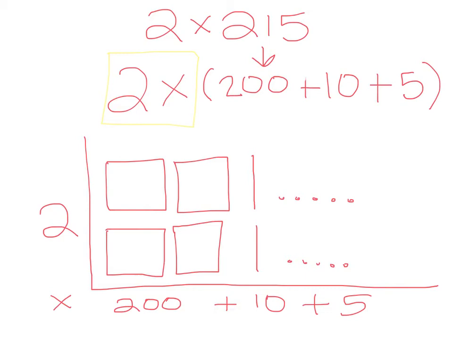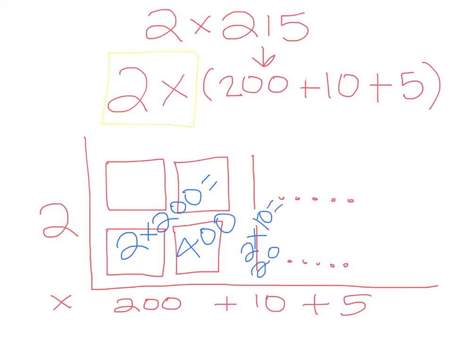So let's talk about what the partial products are. That means just parts of my product. So in this section right here, I have 2 groups of 200, and that is equal to 400, and I have 400 squares. If I look at my next section, I have 2 groups of 10, and 2 groups of 10 is equal to 20. Now we're going to move on to our units. I have 2 groups of 5, and that is equal to 10.